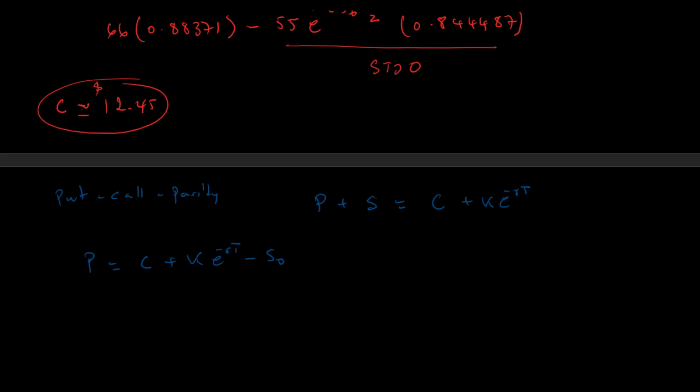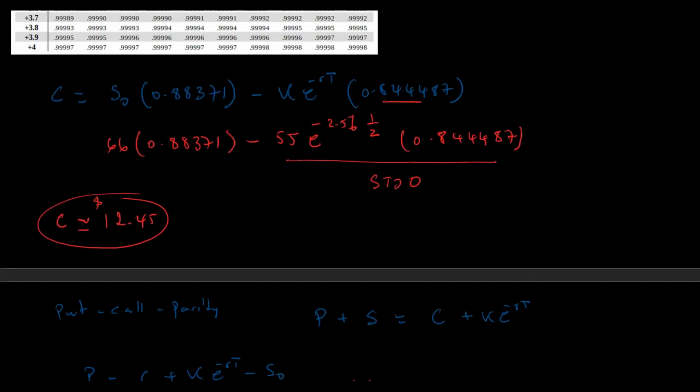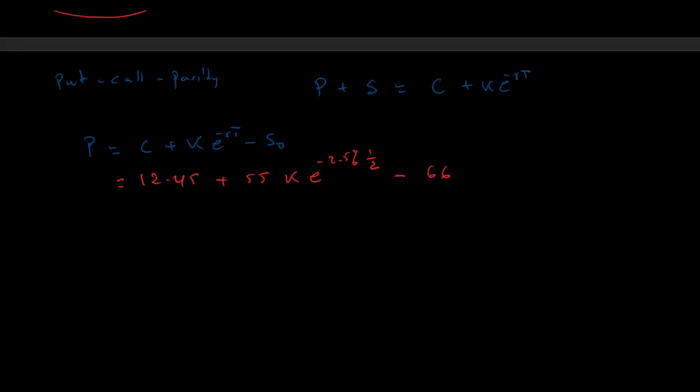minus stock. And so we have the call option value at 12.45. To that we're going to add the 55 strike present value at minus 2.5%, 1/2 for T because it's 6 months, and then we're going to subtract $66 from that value to get our put option value. And that would be a put option value. Now remember, in this context, the call has an 84.44% probability of expiring in the money. So the put option value should be very small in this case. So what do we have for the present value of the strike?